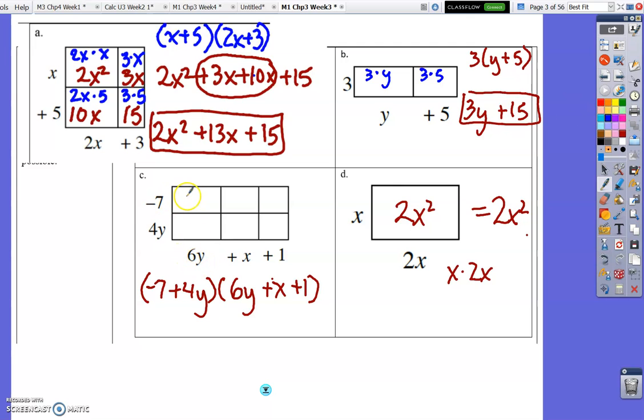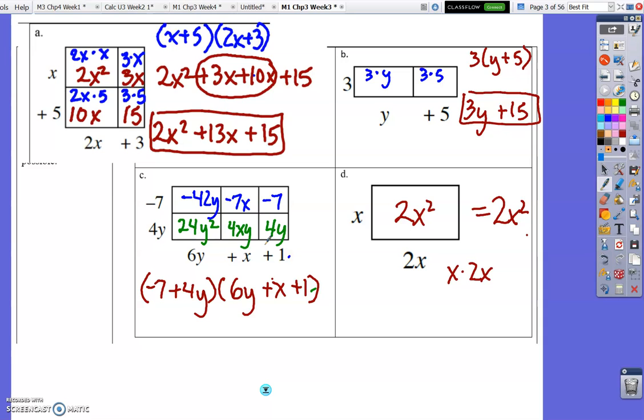So 6y times negative 7 is negative 42y. X times negative 7 is negative 7x. 1 times negative 7 is negative 7. 6y times 4y is 24y squared. X times 4y is 4xy. And 1 times 4y is 4y. And so now I've finished the box.